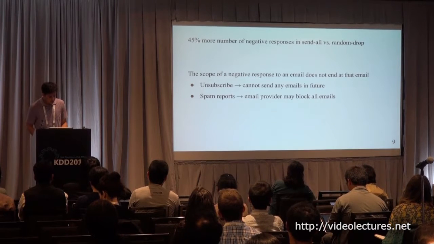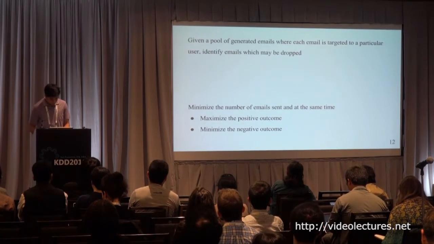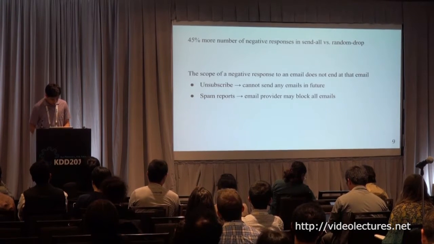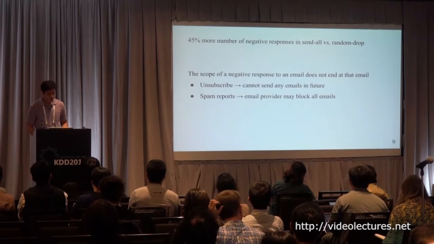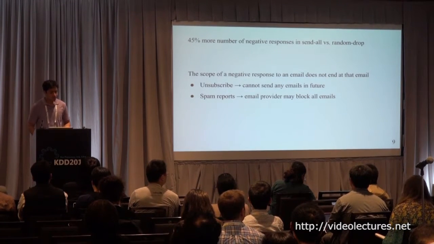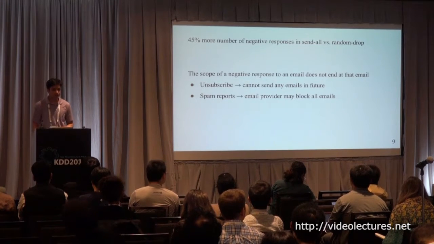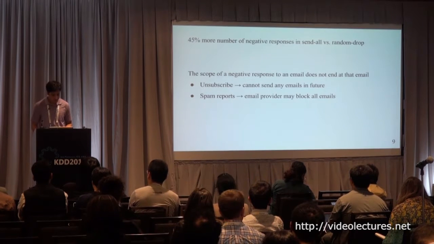We observed 45% more negative responses to emails in the send all bucket versus the random drop bucket. If you think about it, it's not really something unexpected, because if you send more email, you do expect to see more responses, both positive and negative.